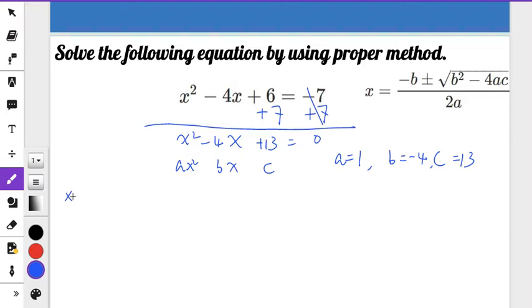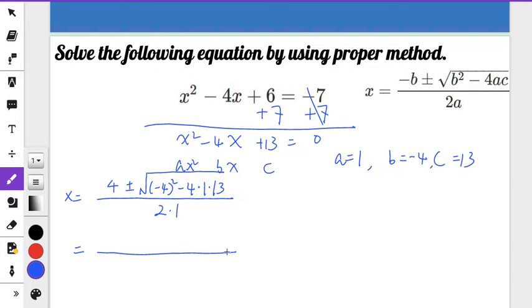Now we just need to plug into the formula. As you can see, it's 2A, so 2 times 1. Opposite B, we mentioned before, do not read this as negative B. It's easier to deal with as opposite B. So whatever the number you have here, we just put an opposite sign here. B squared, -4 squared, minus 4 times 1 times 13.